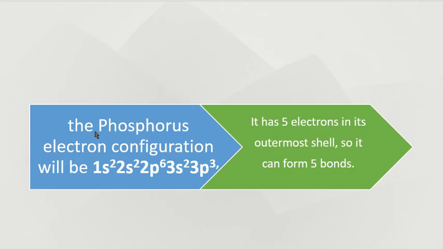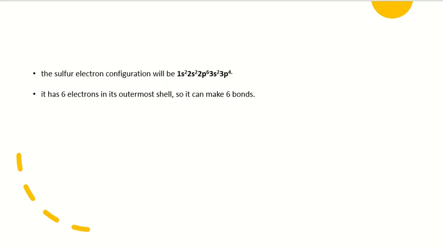Next, the phosphorus electronic configuration will be 1s2 2s2 2p6 3s2 3p3. So look at the outermost shell only. It has 5 electrons in the outermost shell, so it can form 5 bonds. So phosphorus can form 5 bonds. Aluminium can form 3 bonds, and phosphorus can form 5 bonds.